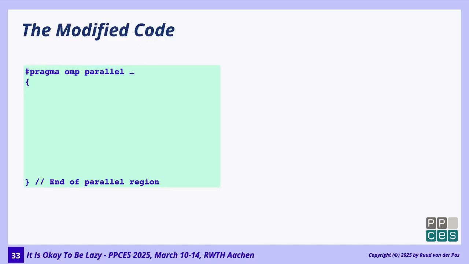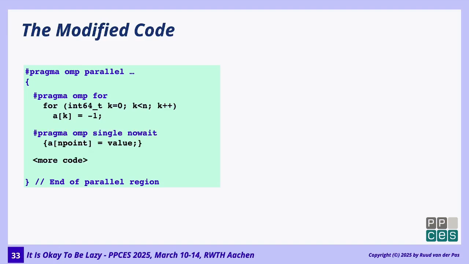Then the implementation is pretty straightforward. Now I have a loop from 0 to n minus 1, so an n long loop that initializes a to -1.